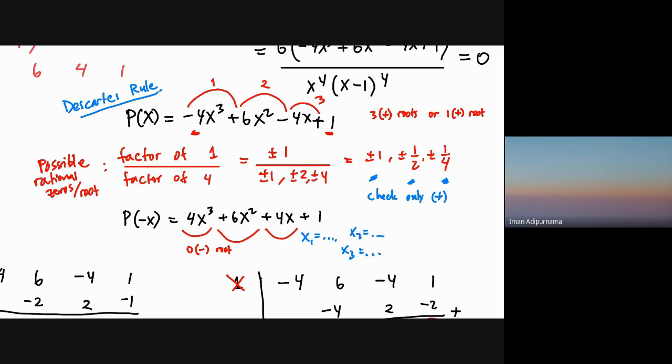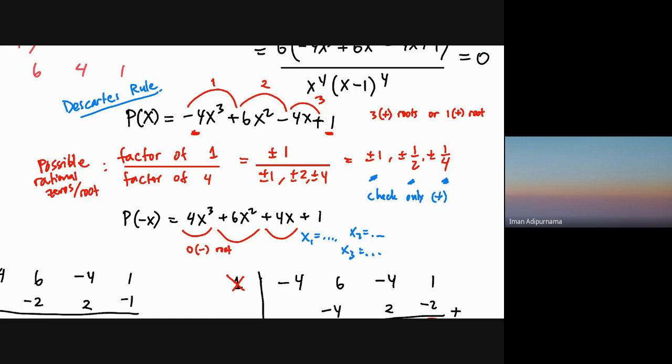So the possible ratios, in every polynomial with integer coefficients, should be a factor of the constant coefficient divided by the first coefficient. It's always like this. If you divide, this will be plus minus 1, plus minus 1 over 2, plus minus 1 over 4. And then we can narrow it down again because we have two signs, positive and negative, by checking the sign changes.